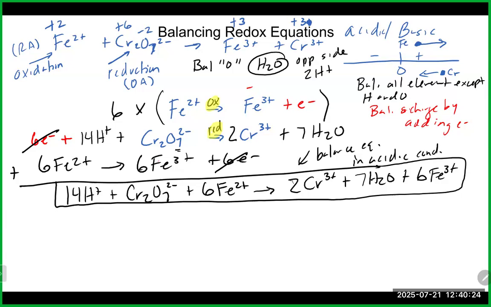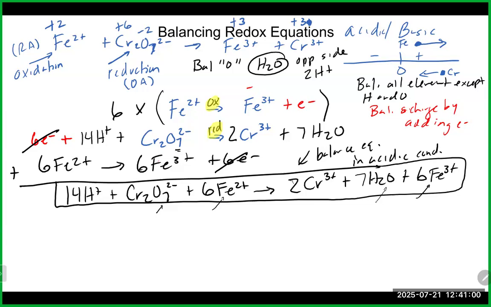Now, what does that mean if I did everything correct? These equations should be balanced in two ways. They should be balanced like a normal chemical equation, which means you should have the same number of elements on each side. So if we look at it there, we have 14 hydrogens on the left, 14 on the right. We have 2 chromiums on the left, 2 chromiums on the right. We have 7 oxygens on the left, 7 oxygens on the right, 6 irons on the left, and 6 irons on the right. So it is balanced like a regular equation.